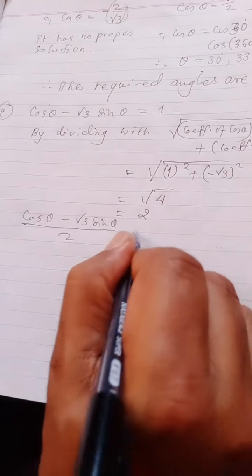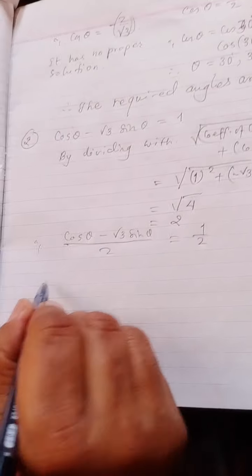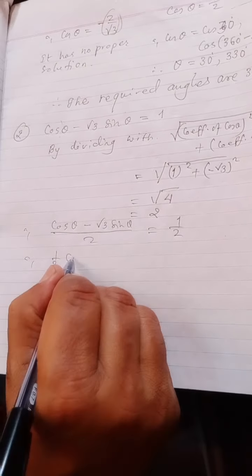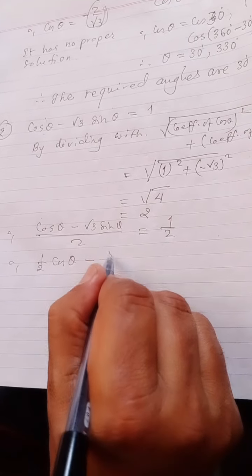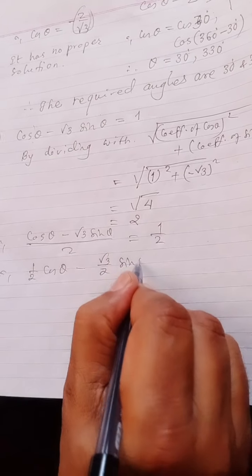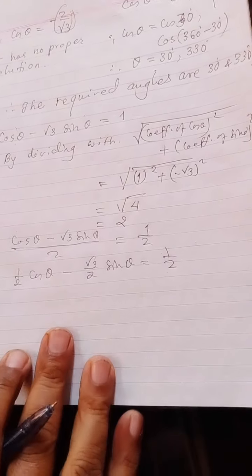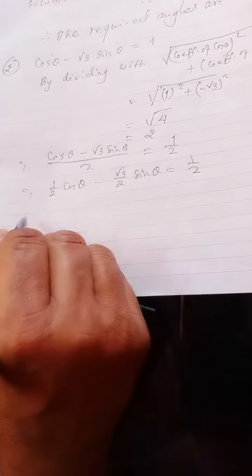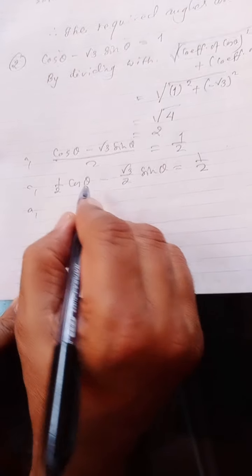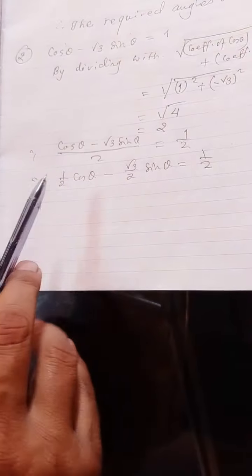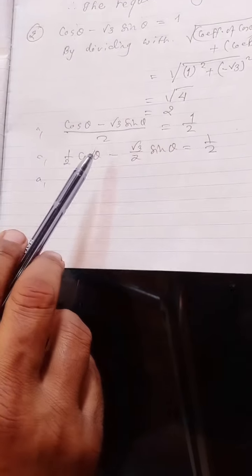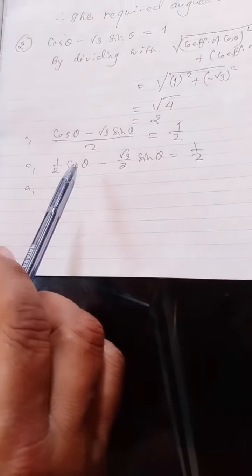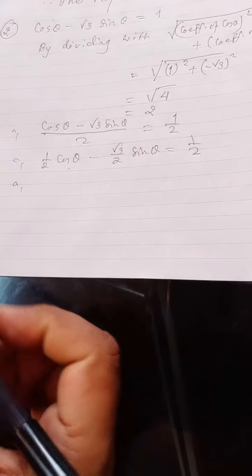Equals 1 by 2. Or 1 by 2 cos theta, we have to separate the terms, minus root 3 by 2 sin theta equals 1 by 2. Now here 1 by 2 and root 3 by 2 are the values for cos theta and sin theta of standard angles also. And which standard angle has to be used? We have to discuss one thing here.